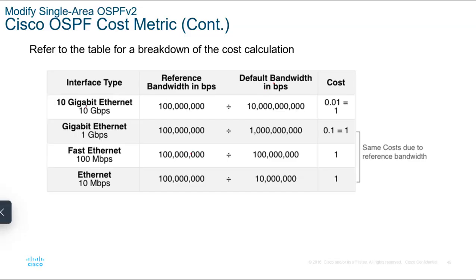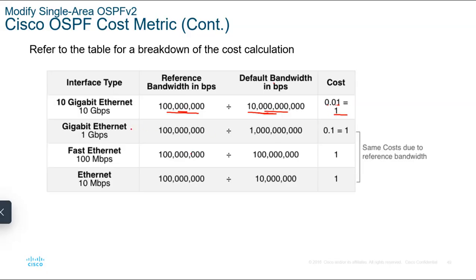For 10 GB, it will be the reference bandwidth divided by the interface bandwidth, and then you get 0.01. But of course, if it is 0.01, it can't be the cost. It has to be rounded off, and if you round it off, you're not going to have a 0. So it is a 1.